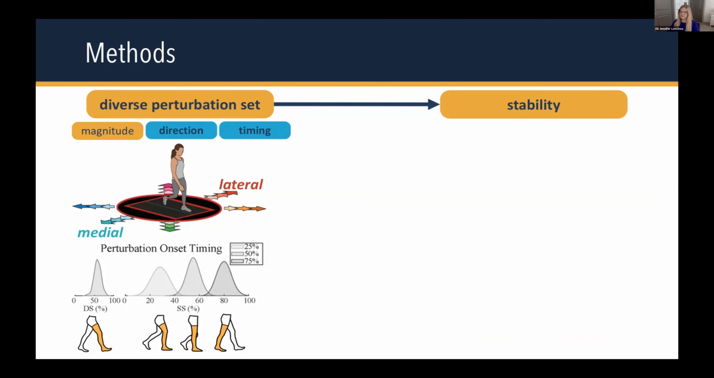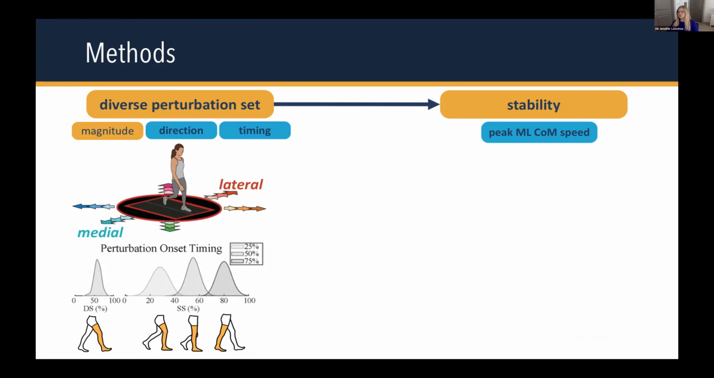So to address this hypothesis, we're zooming in on the direction and timing variables of this study, where for direction, we're lumping together all medial perturbations shown in the cooler colors and all lateral perturbations shown in the warmer colors. And we're looking at these across all 4 perturbation onset timings that I just mentioned.